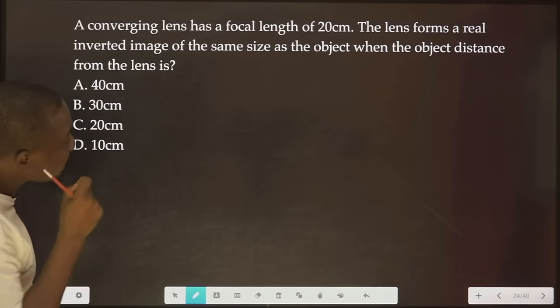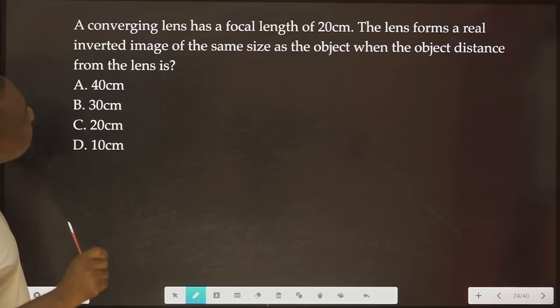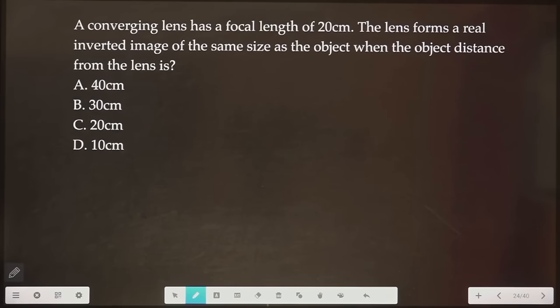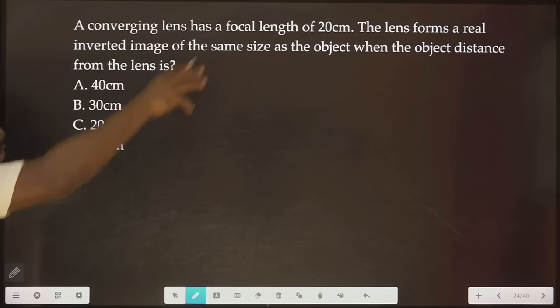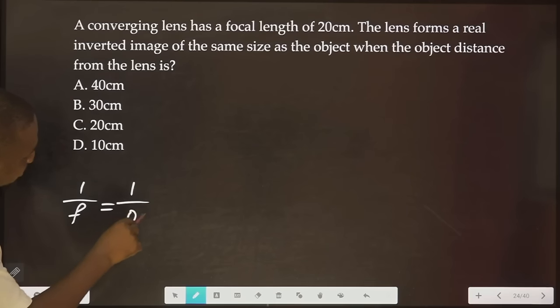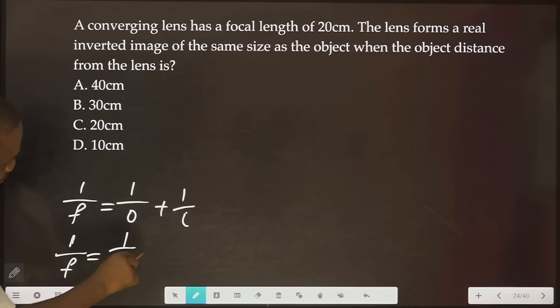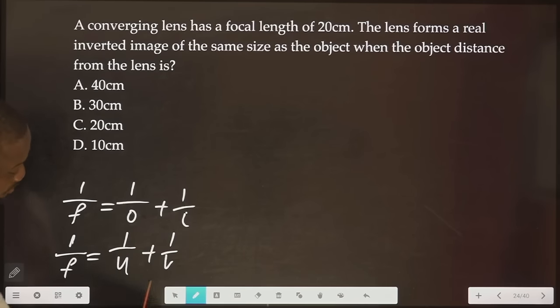Let's look at this. A converging lens has a focal length of 20 centimeters. The lens forms a real inverted image of the same size as the object when the object distance from the lens is what? We have to deploy the equation that relates all this information together. That says 1 over F equals 1 over U plus 1 over V, which you often see in books like this. Actually, this is the object distance, and this is the image distance, okay?